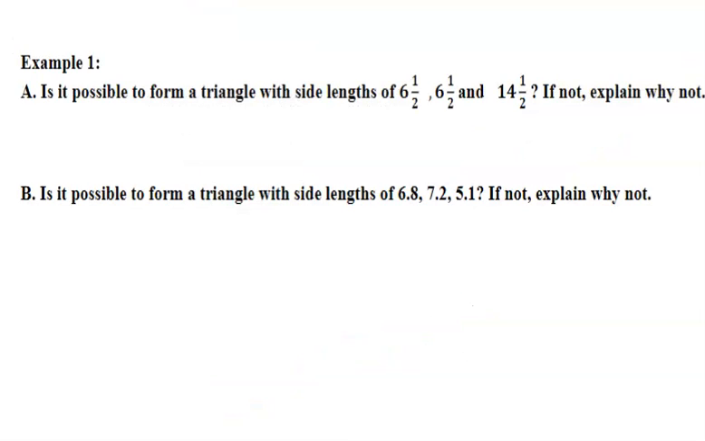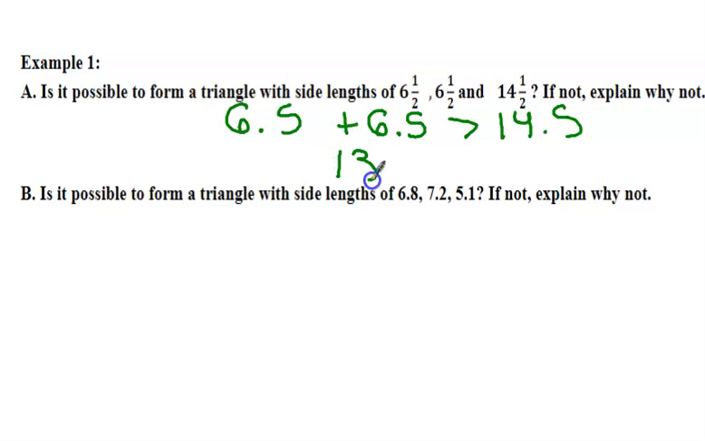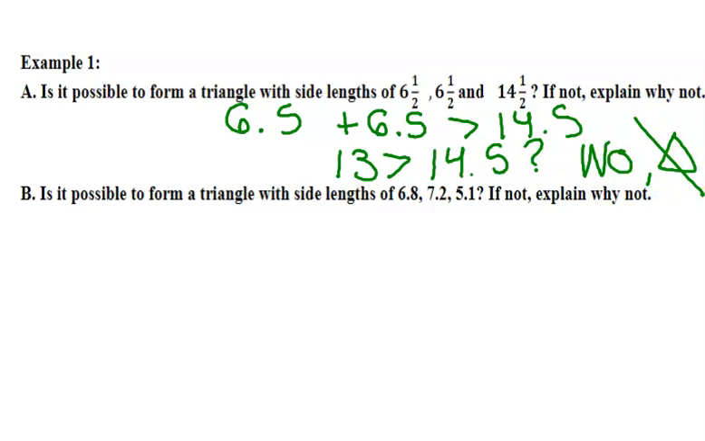Okay, so why does this matter? Well, if we have three different measurements, we have to determine if it makes a triangle or not based on this theorem. So we have 6.5, 6.5, and 14.5. We want to see if it makes a triangle. So 6.5 plus 6.5, is that greater than 14.5? Well, is 13 greater than 14.5? No, so therefore it cannot make a triangle.